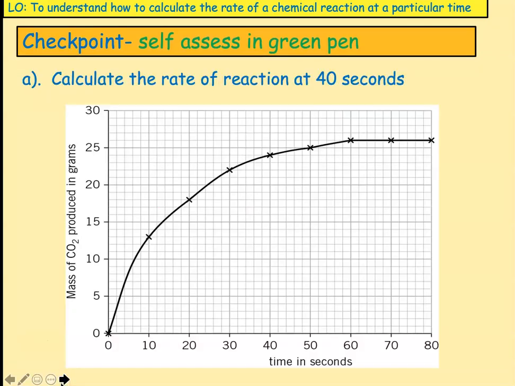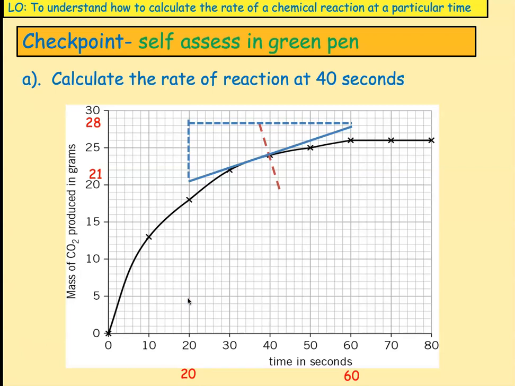Now let us look at the rate of reaction at 40. So we're going to do the same thing again. It's a little bit more difficult when it is flattening off, but we're going to draw a 90-degree line at 40, draw a tangent. We're then going to make it into a triangle. And we can get our points then. So we've got 21 as the bottom of our triangle, 28 as the top of our triangle, starts at 20 and ends at 60.